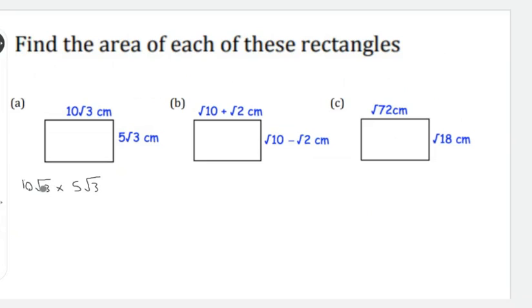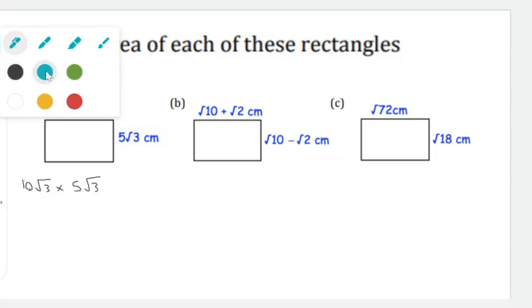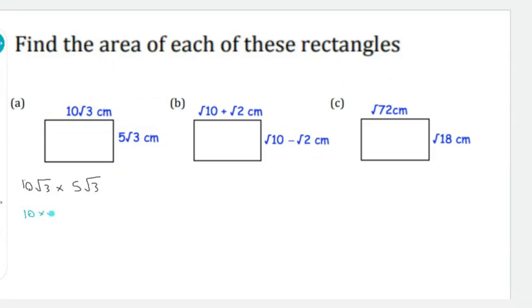Okay, that's where you've got to be really careful. There's 10 times 5, which is 50. But you've got root 3 that appears twice. So you've got root 3 times root 3, which is 3. So in actual fact, it's 50 times 3. Let me just make that extra clear. This is the same thing as 10 times root 3 times 5 times root 3. I can reorder this. I get 10 times 5 times root 3 times root 3.